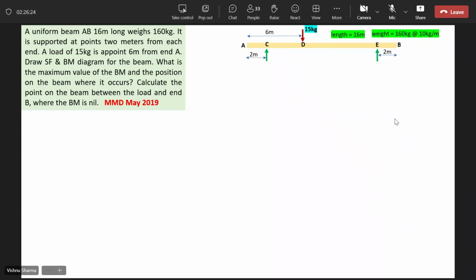Are these the points required for the SF table? Yes or no? 1, 2, 3, 4, 5. Am I right, guys? Yes, sir. Please make the SF table for 5 points. Then calculate the reaction. Calculate the reaction first, and then make the table. Let me know what the reaction is coming.